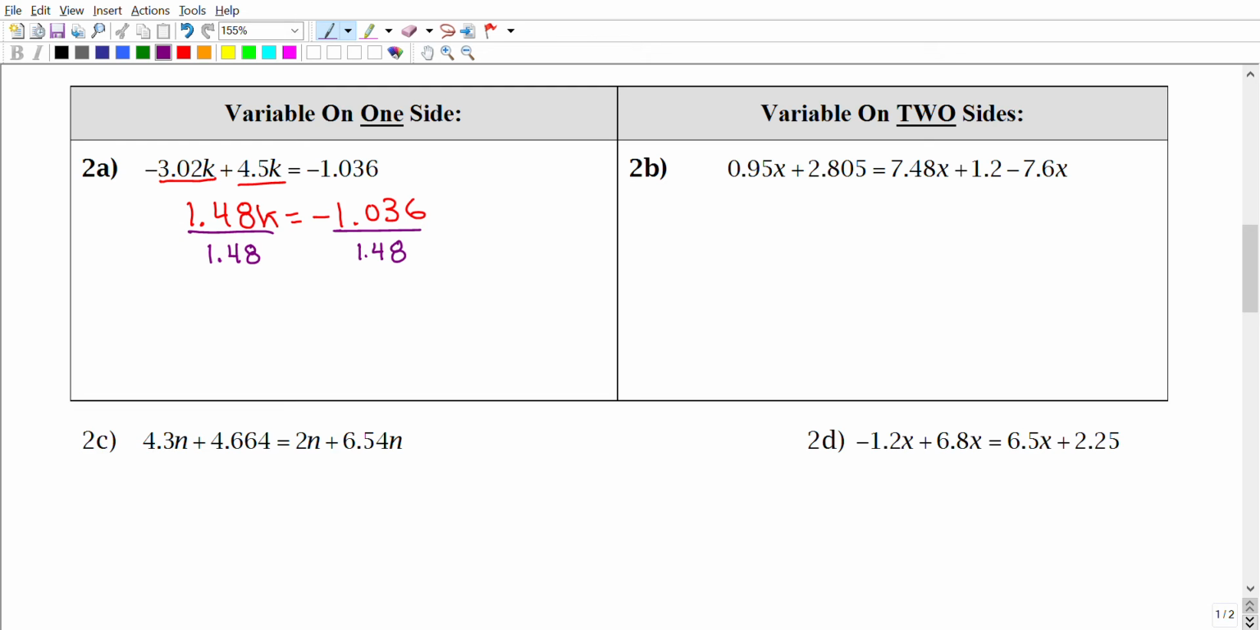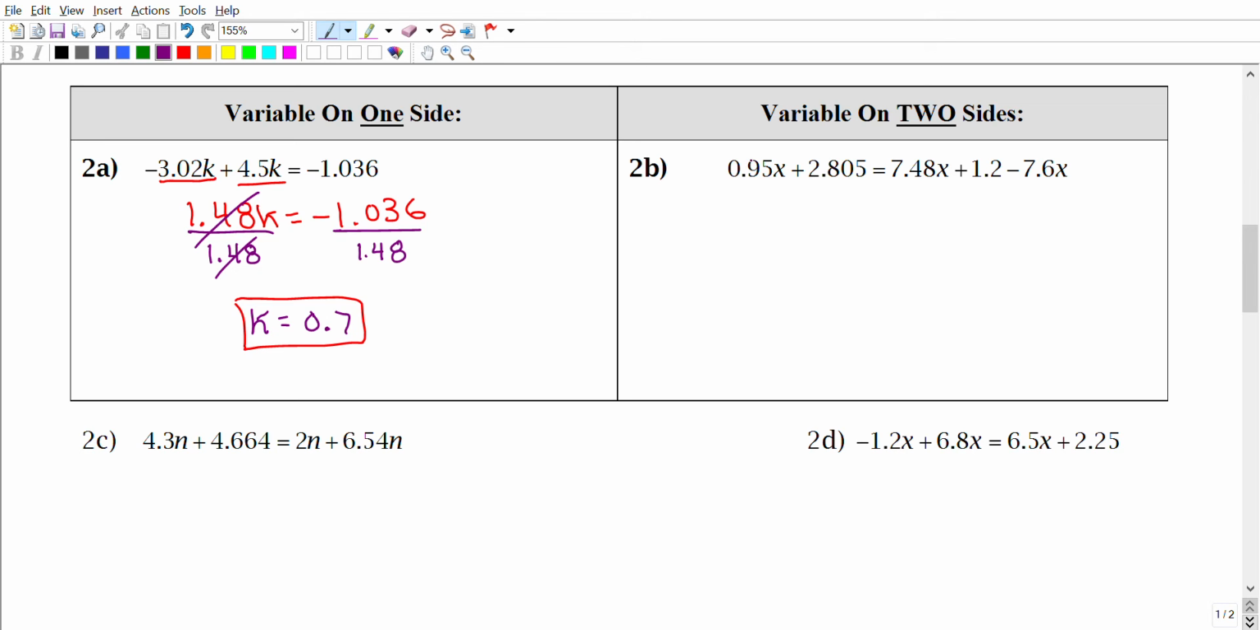I'll let you guys go ahead and type that into your calculator. But you should get k equals 0.7. All right. Okay, double check on your calculator, make sure you're getting the same thing. All right, so let's continue on to the next one. So that one was pretty simple, but the next one just has a few more numbers in there.